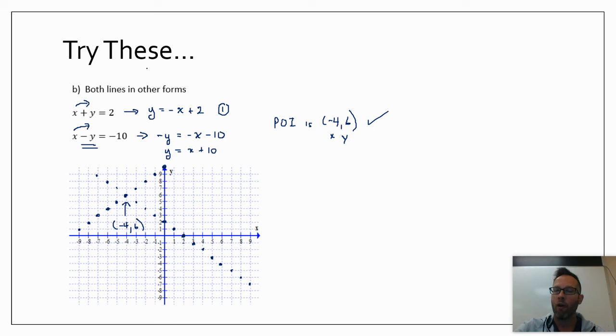So we can solve by graphing when our lines are in other forms. We just need to put them in y equals mx plus b or find the intercepts, whichever method you like.